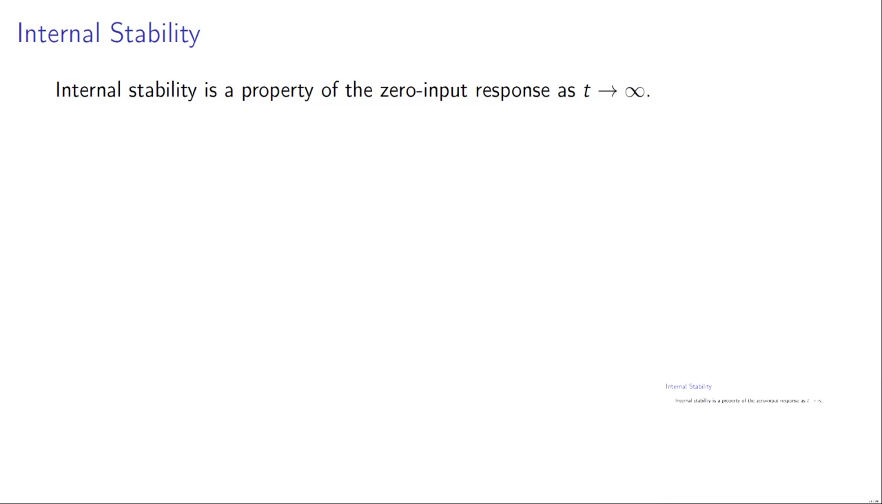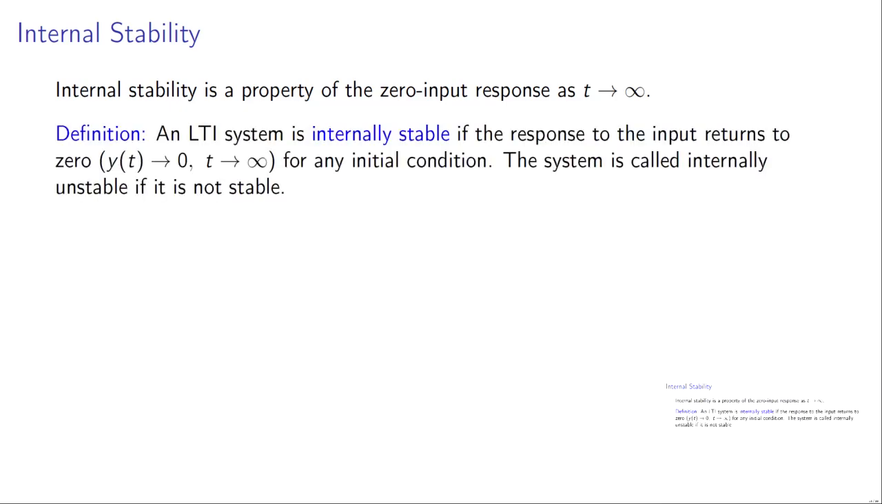Okay. So internal stability is a property of the zero input response as t tends to infinity. An LTI system is internally stable if the response returns to zero as t goes to infinity for any initial condition. The system will be called internally unstable if it's not stable, okay?